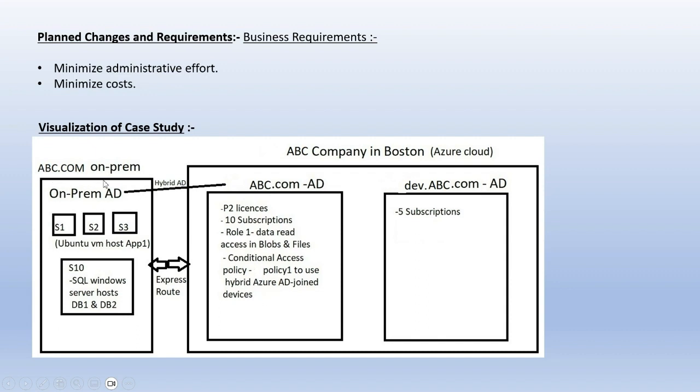Now abc.com on-prem has 3 Ubuntu servers which host the F1. It also has a Windows server, which is server 10, and it hosts DB1 and DB2. Both the on-premise and the abc.com tenant are connected through hybrid AD. On-premise and Azure are both connected through ExpressRoute.